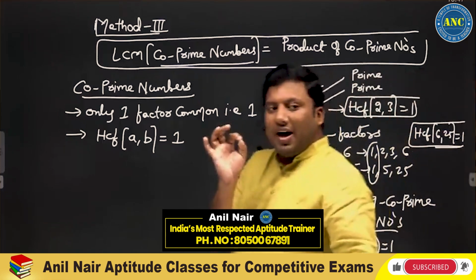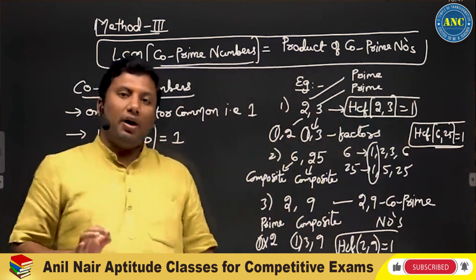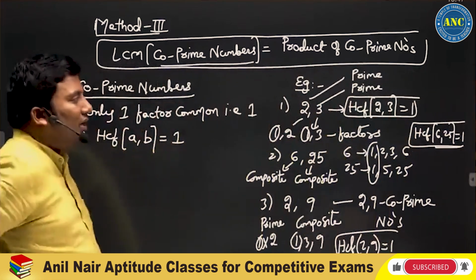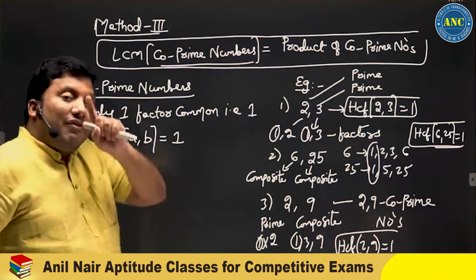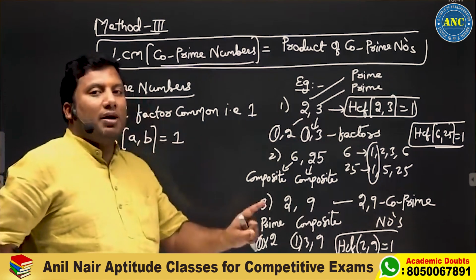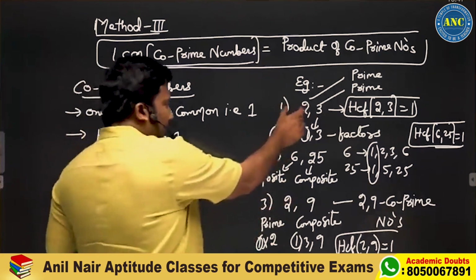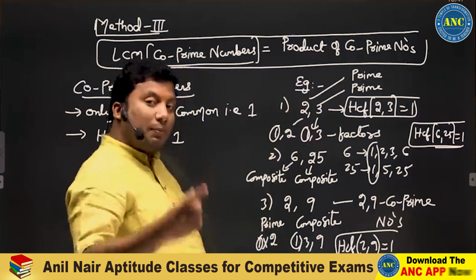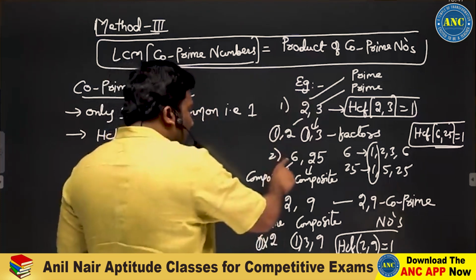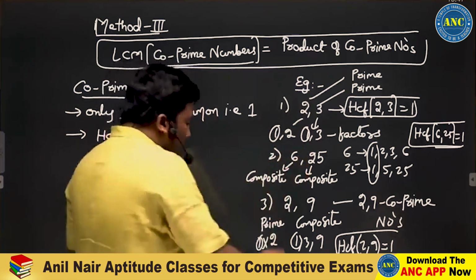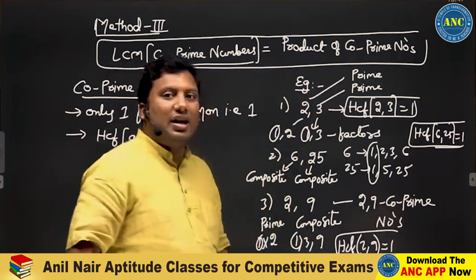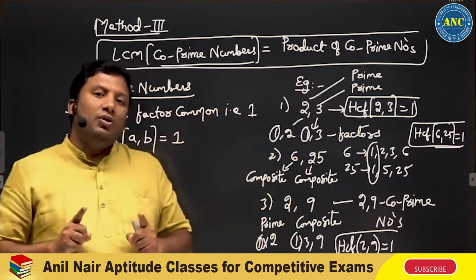This proves a very, very important key point. What is the most important key point? For numbers to be co-prime, it is not mandatory that both numbers should be prime numbers. Here, both numbers are prime, valid. One is composite, another is composite. One is prime, another is composite. Make a note in your notebook.